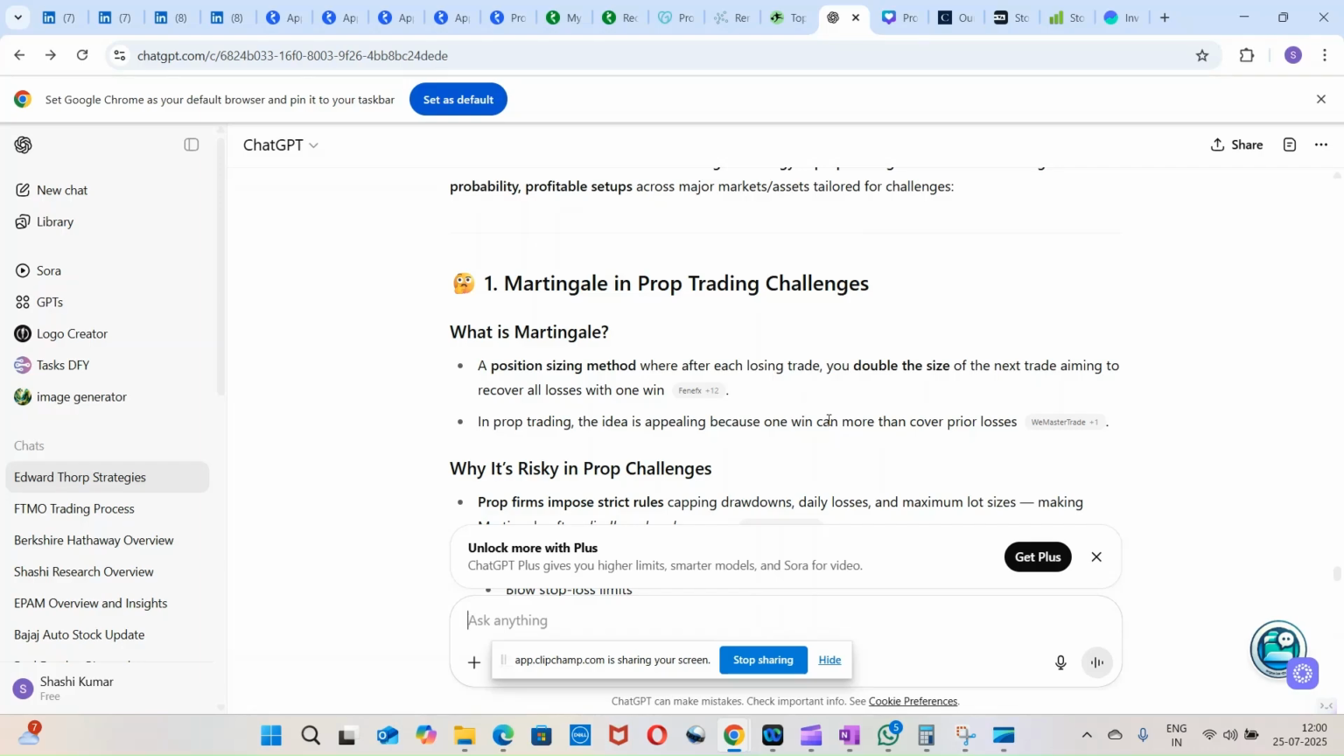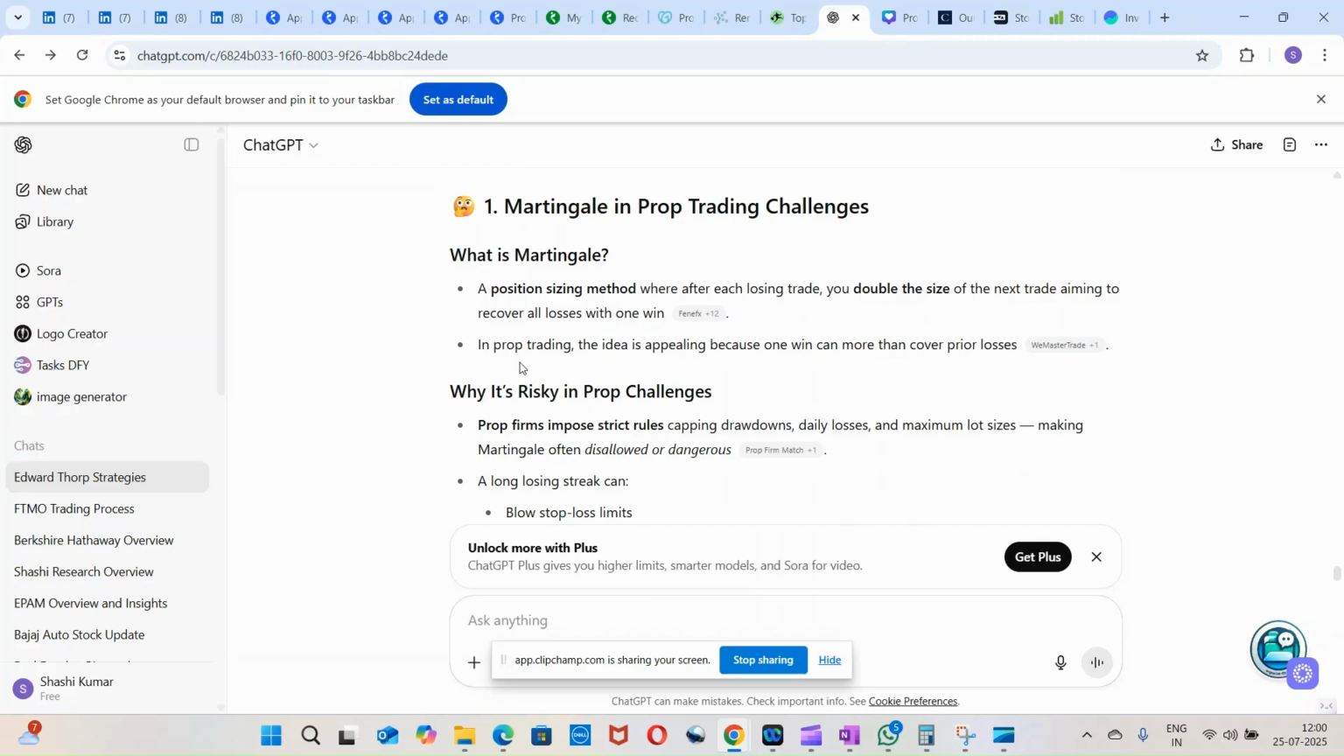You're losing continuously, and then you double, or triple, or quadruple the size of the position, hoping that you will win and recover all the losses. But if you lose, you will lose a lot, and then you will go into unrecoverable losses. So that's what martingale is: a position sizing method where after each losing trade, you double the size of the next trade, aiming to recover all losses with one win. And that generally doesn't happen. It's a gambling mentality. It also shows that you're not disciplined and you don't have confidence in your setup.